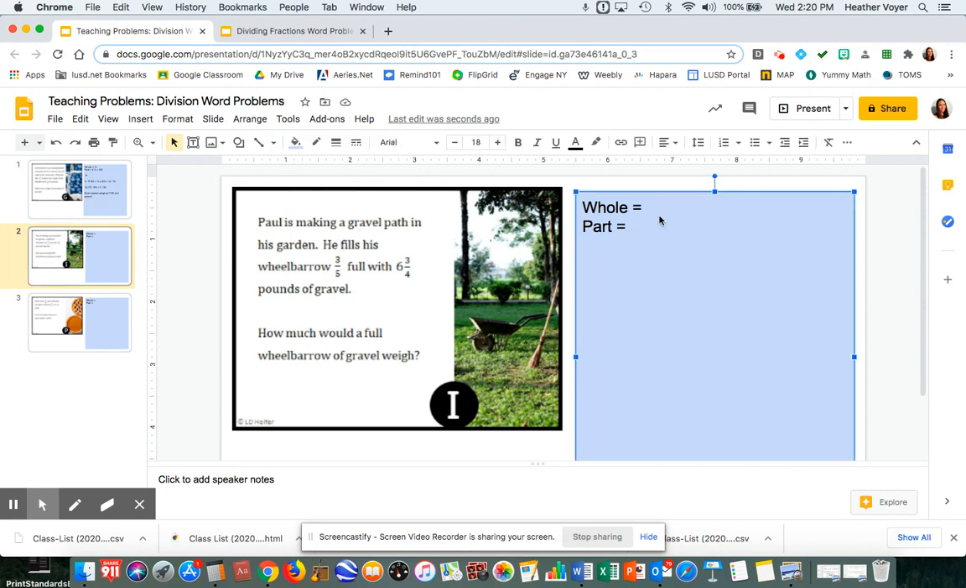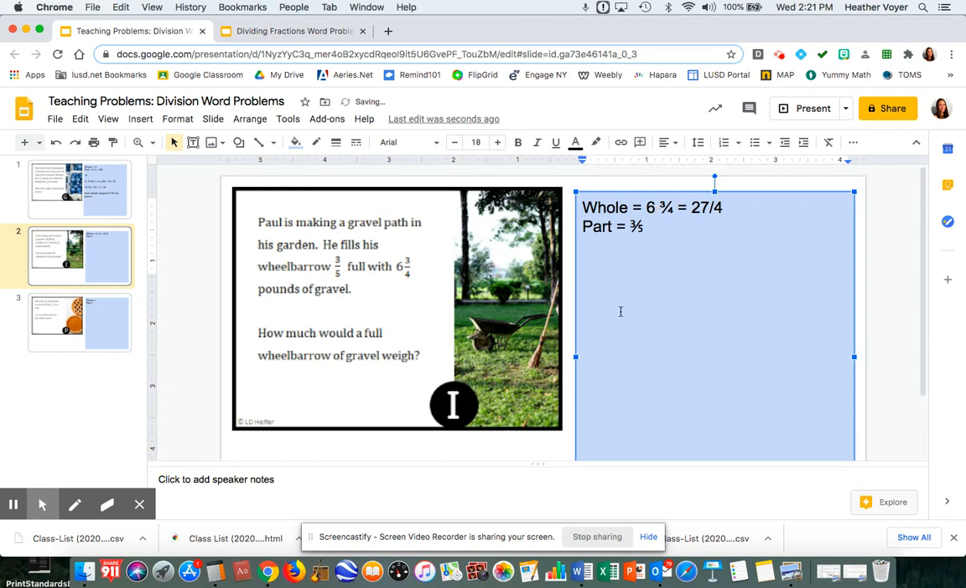All right, so again, let's think about what is the whole and what is the part here. So the whole here would be the total pounds that he has. So he has 6 3/4 pounds. So I'm going to write that here, 6 3/4. And let's go ahead and change this into that improper fraction as well, because I know I'm going to need that. So 6 times 4 is 24, plus 3 more would be 27/4. And that makes my part here the 3/5.